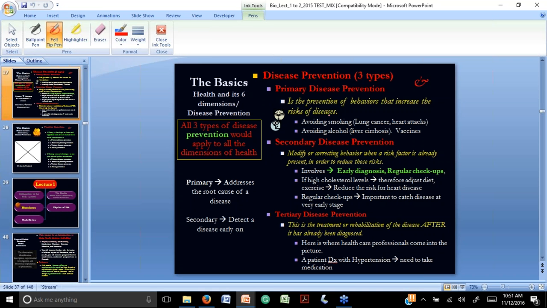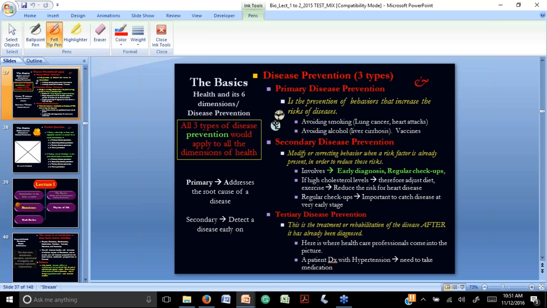Primary disease prevention is vaccines and preventing all the risk factors: smoking, alcohol, fast food. If we do that, we are doing primary disease prevention. The secondary is when you go to your doctor early, once a year, and you have an early diagnosis. So early detection of the problem is secondary disease prevention. And the tertiary is when you are actually receiving treatment. After that diagnosis, you go to the hospital, you go to a clinic in order to receive the corresponding treatment.